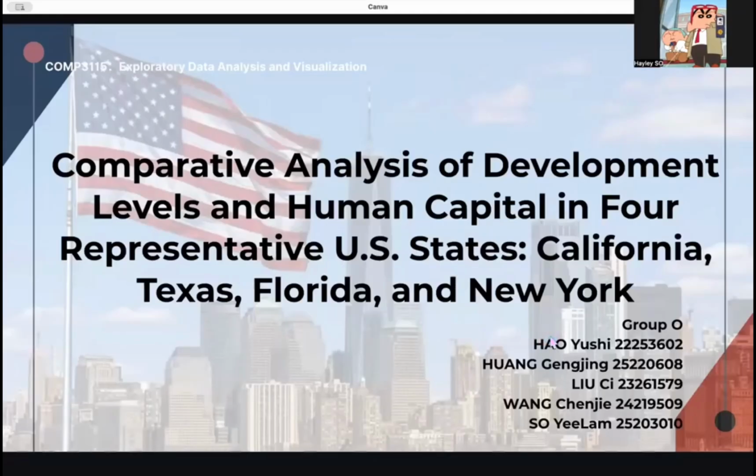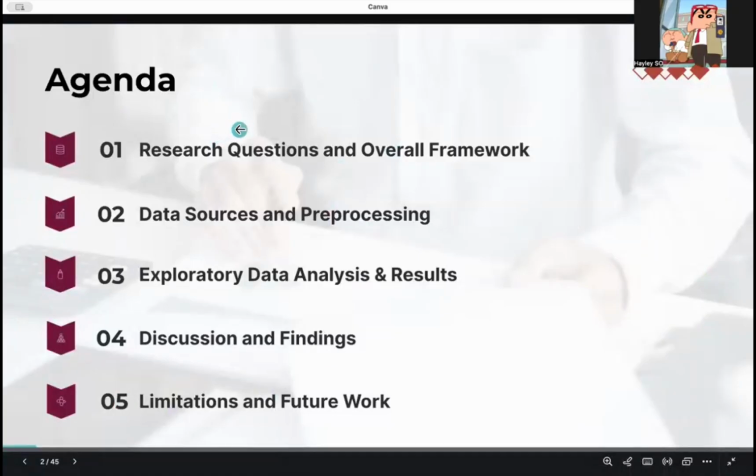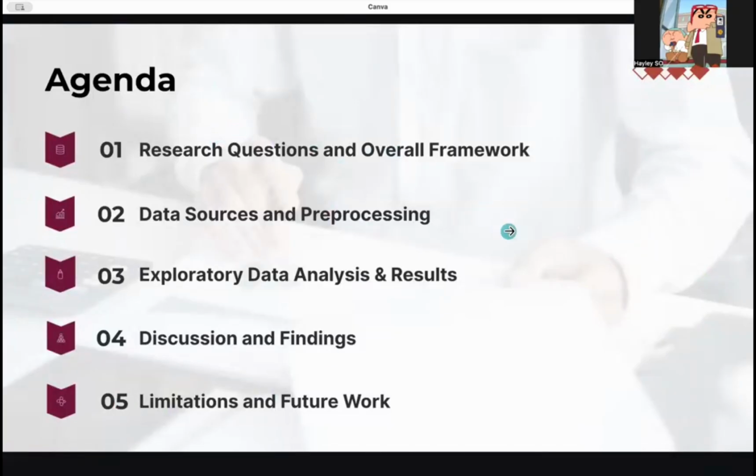Good afternoon, everyone. Today, our group is going to present our topic, comparative analysis of the development levels and human capital in 4 representative U.S. states, California, Texas, Florida, and New York. This is our agenda. Our group is divided into these 5 parts.